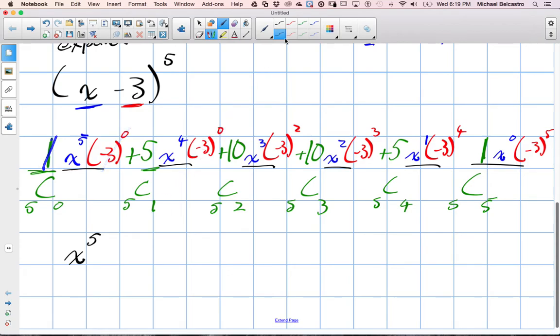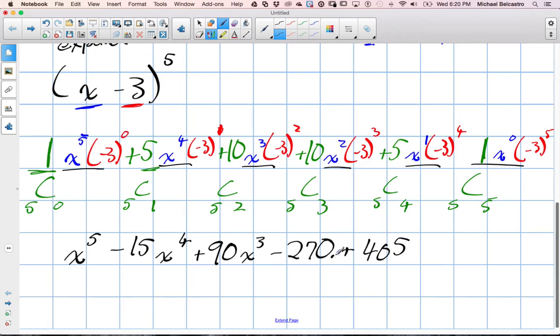Okay. The next one, this should be to the power of 1. Negative 3 to the power of 1 is negative 3, times 5 is going to give us negative 15. So we have negative 15 x to the power of 4. Negative 3 to the power of 2 is going to give us positive 9. Positive 9 times 10 is going to be positive 90 x to the power of 3. Negative 3 to the power of 3 should be negative 27, times 10 will be negative 270. And then I'm starting to get out of my range. I think that's 81. 81 times 5 will be 405. We're going to check that one after.